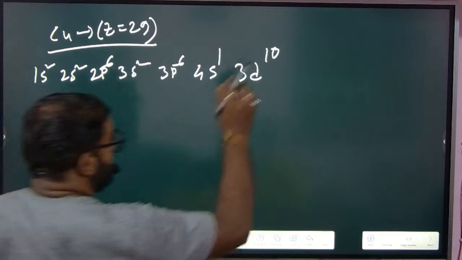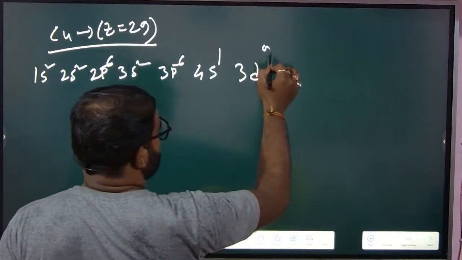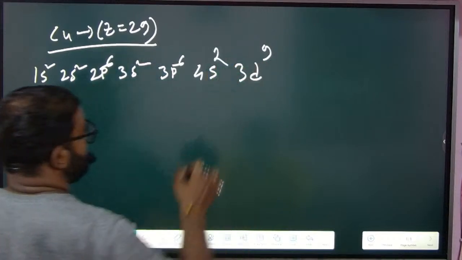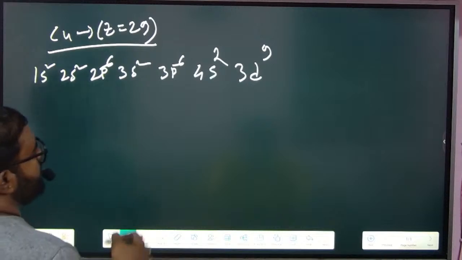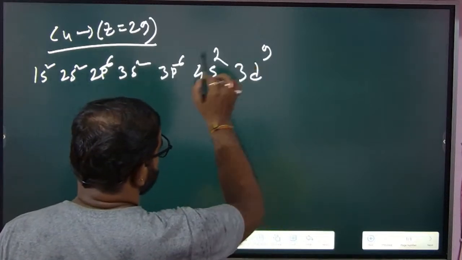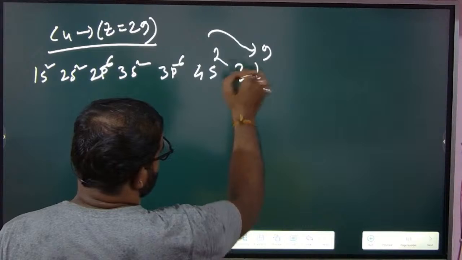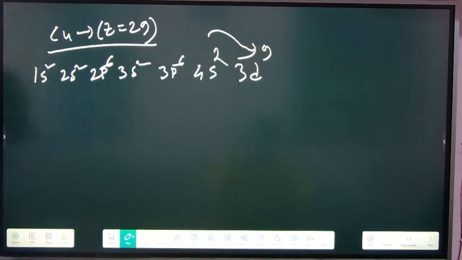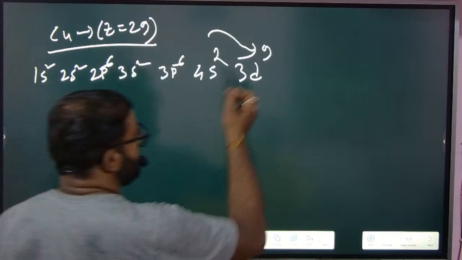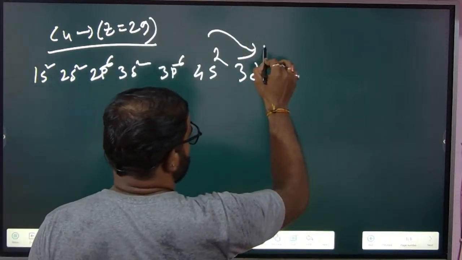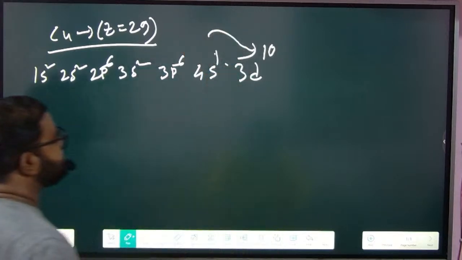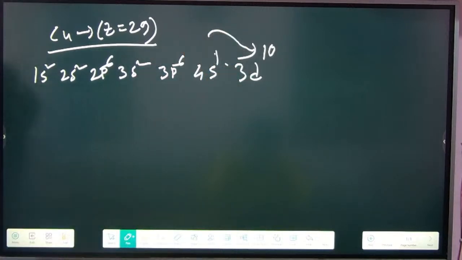We should have given here 9 and here 2. But for the same reason, to complete the fully filled state of the 3d orbital and to gain more stability, we will give 1 electron here and it will become like that: 3d10 and 4s what? 1. So this is the configuration.